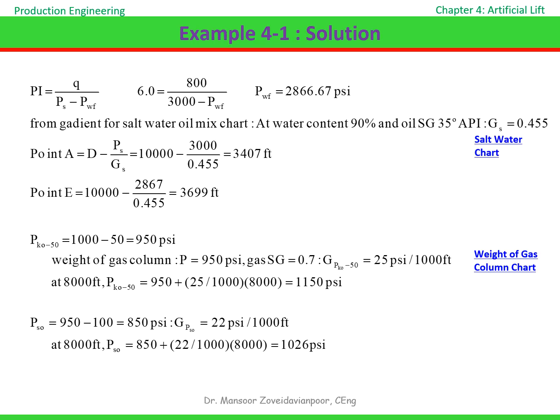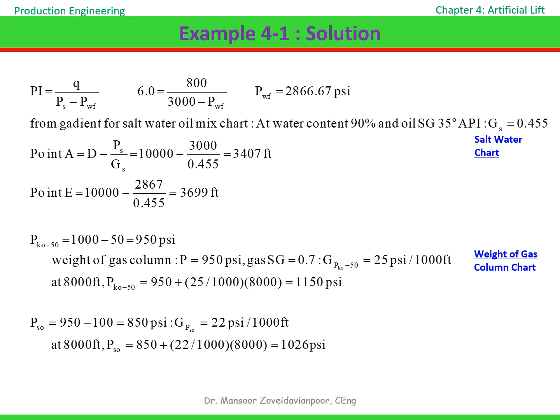For this example, we first calculate the flowing bottom hole pressure, PWF, using the productivity index relationship. Next, using the saltwater gradient chart in slide 37, we determine the static fluid level, point A, and working fluid level, point E. We then calculate the casing pressures for PKO 50 and PSO at depth using the weight of gas column chart in slide 40.